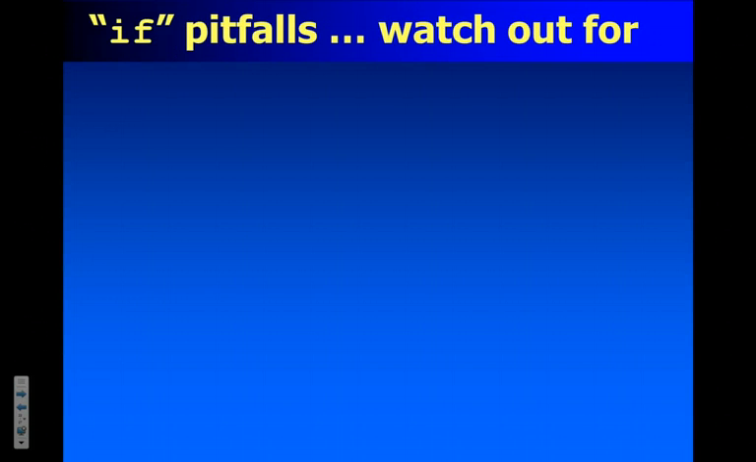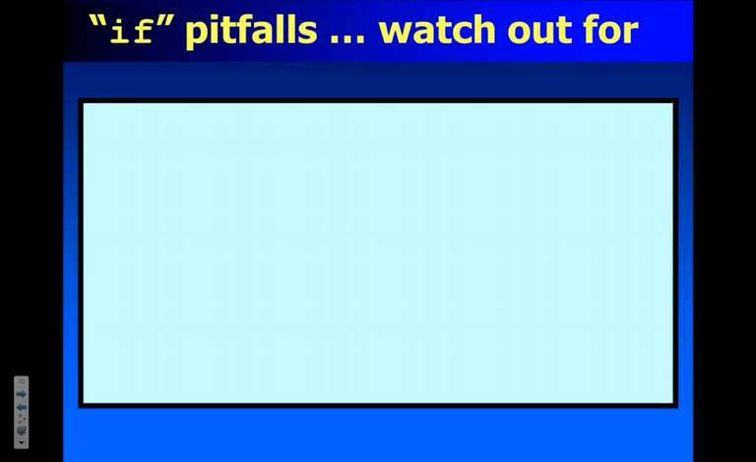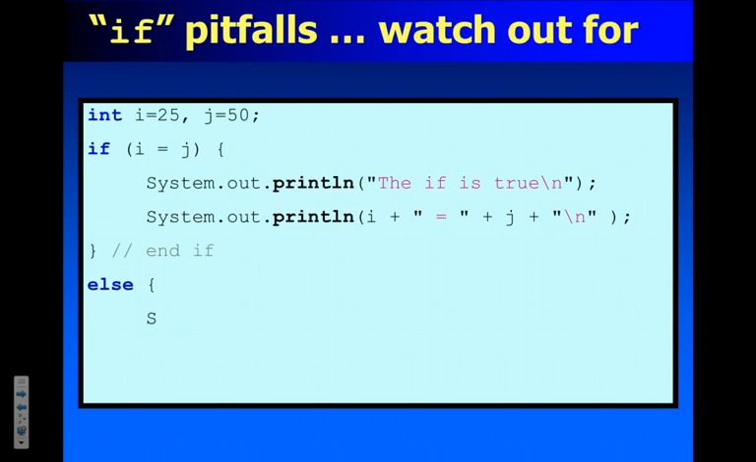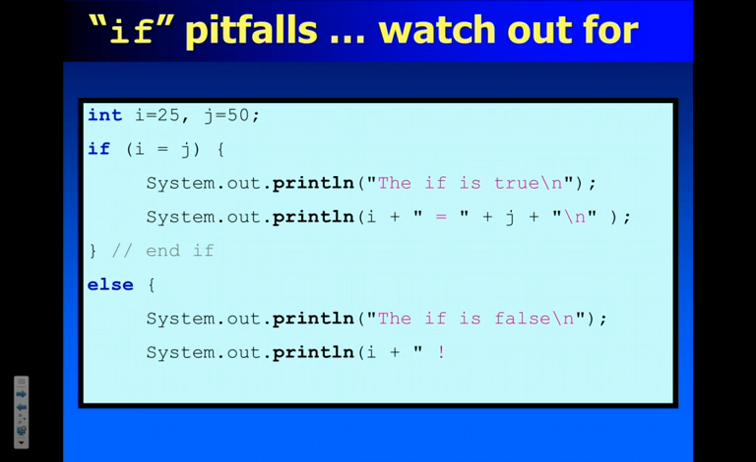Okay, let's see if you can catch this error. It's not actually a syntax error. So let me just throw the code up there. Do you see anything wrong with this code? Here we declare two variables, i equals 25, comma, j equals 50.